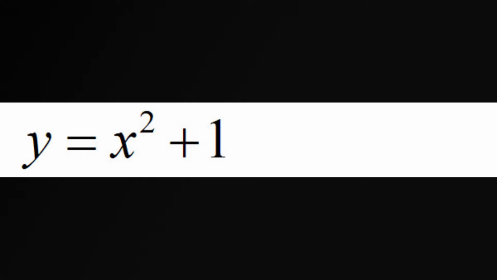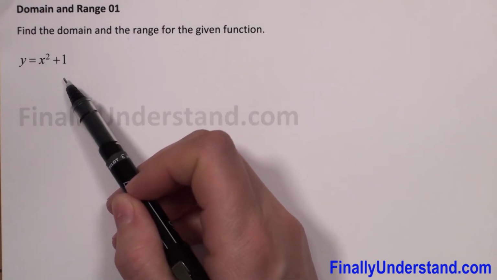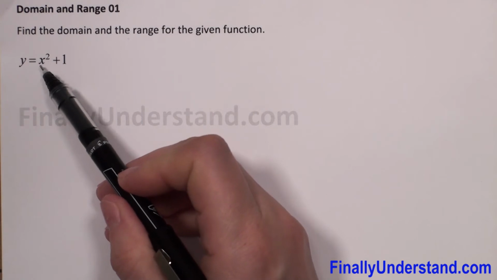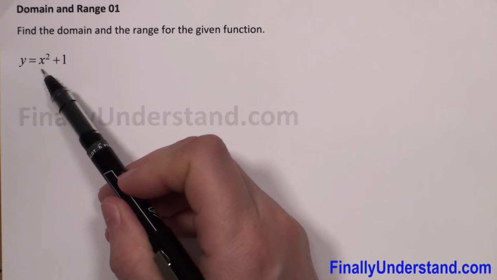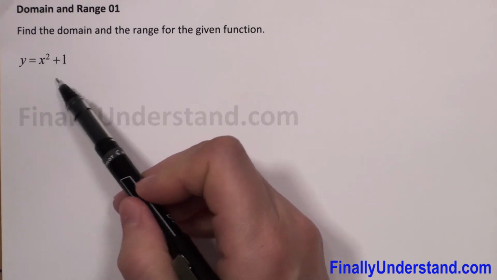Find the domain and the range for the given function. We have y equals x squared plus 1. When we have to find the domain, it means we have to find all possible values of x for which the function is defined. So let's check what kind of operation we have on the right side.